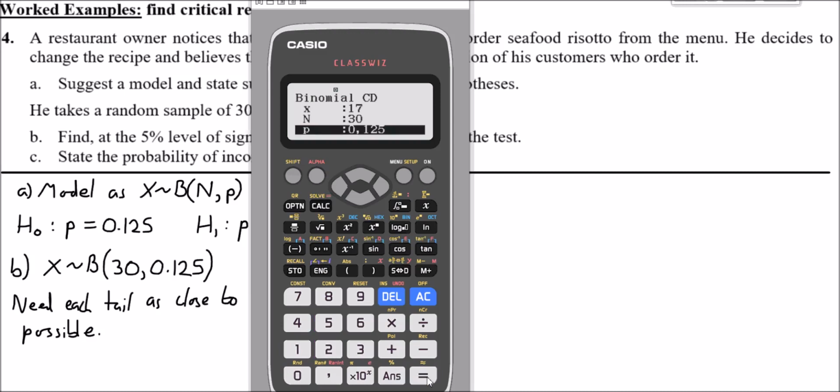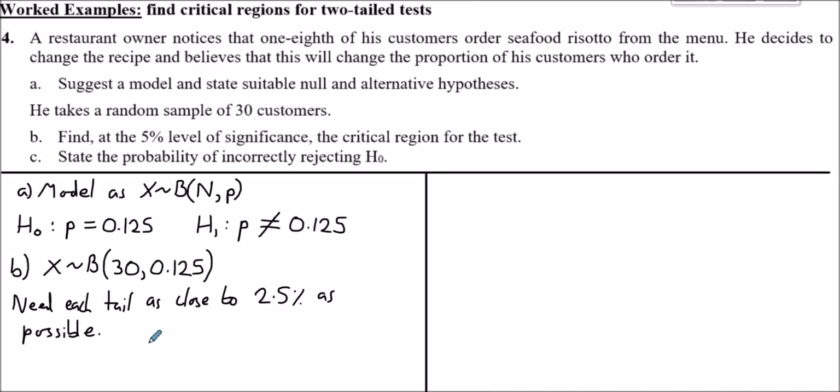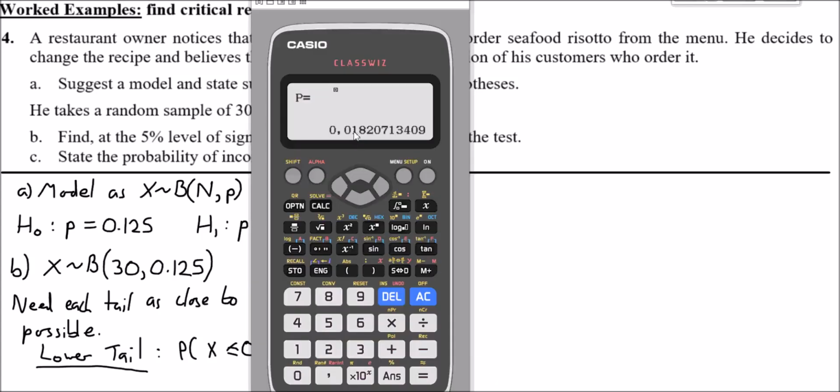We start with a lower tail, and so let's try 0 customers. The probability that 0 customers out of 30 choose the risotto. We get 0.0182, so let's record that first of all. So for the lower tail, we get the probability of x taking the value of 0 is 0.0182. In fact, going to an extra significant figure, 0.01821.